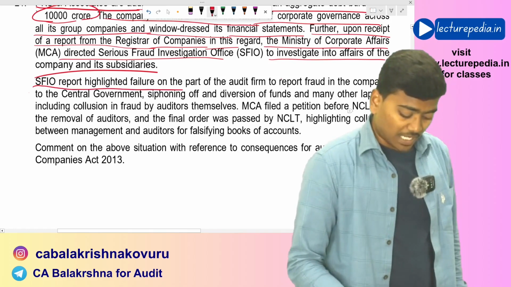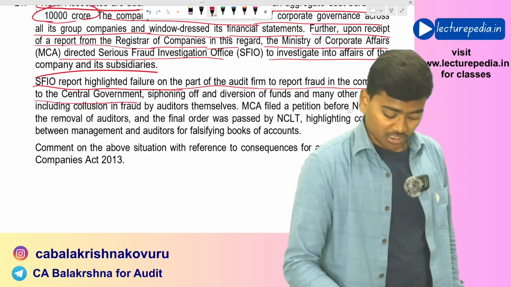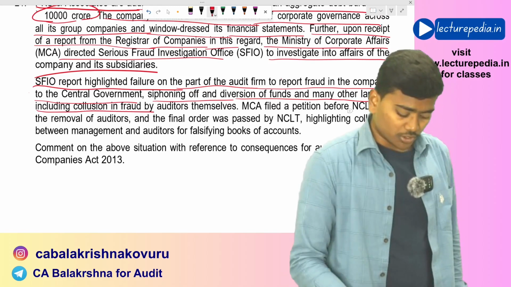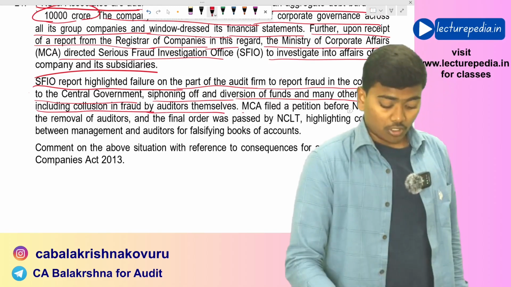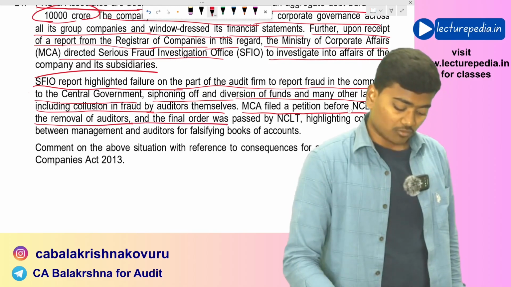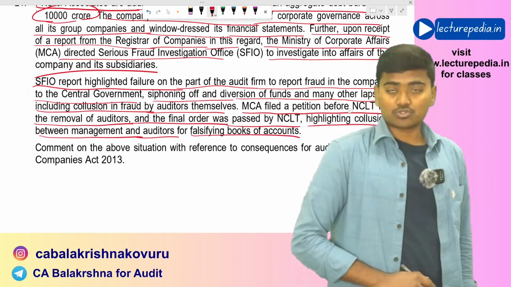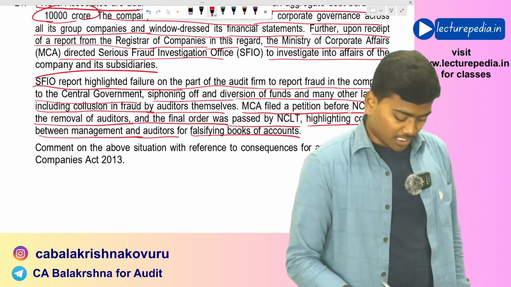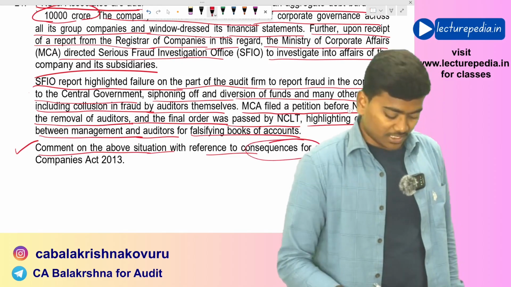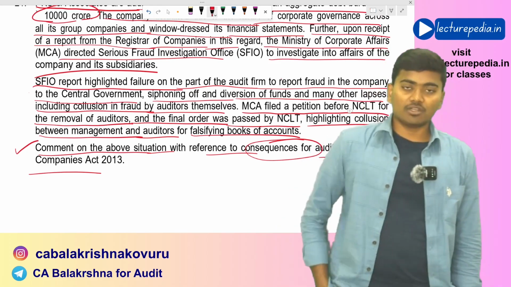Now, SFIO report highlighted failure on part of audit firm to report fraud in the company to the central government, siphoning off and diversion of funds, and many other lapses, including collusion in fraud by the auditors themselves. Now, MCA filed a petition before NCLT for removal of auditors, and the final order was passed by NCLT highlighting collusion between management and auditors for falsifying books of accounts. Now, in this background, comment on the above situation with reference to consequences for auditors under the Companies Act. So, what consequences the auditor will face here?